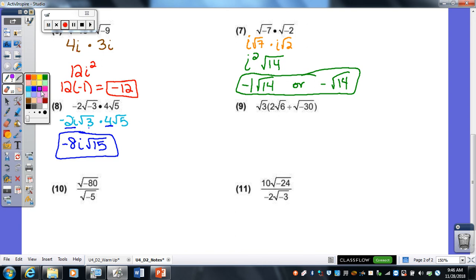So number 9, again looking, we have a negative right there with our -30. We got to clean that one up first. Is there a perfect square that goes into 30? Nope. Because you got 1 and 30, 2 and 15, 3 and 10, and then 5 and 6. None of those are perfect squares. So what we do have to do first is bring that negative out in the form of an I. So I still have my square root of 3, I still have my 2 radical 6, but now it's going to become plus I radical 30. Got to take that negative out first.